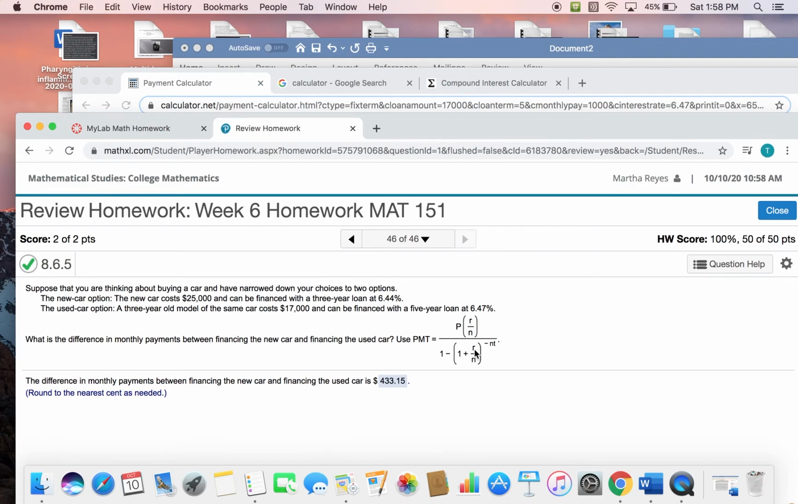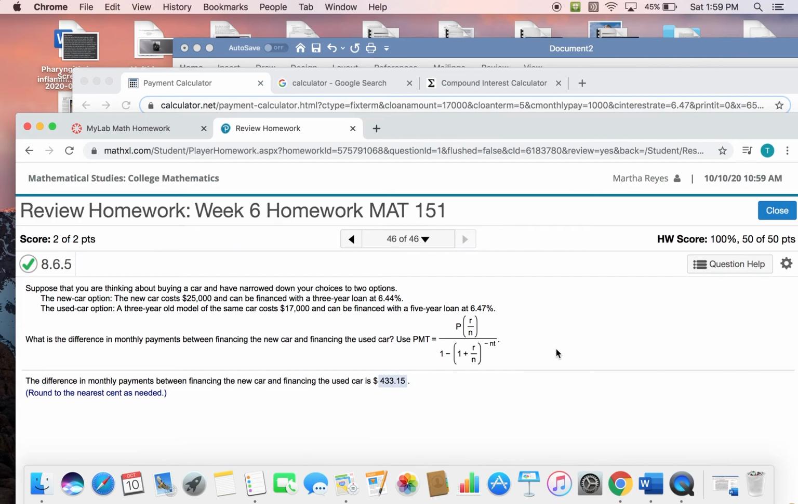Then same thing, R, 0.0644. N is 12 to the negative 12 times what? In this case, 3, because it's a 3-year loan. So we need T to be 3. In the second one, same thing. You're plugging P in as 17,000. The rate is 0.0647, but the T needs to be 5. When you subtract those two things, you're going to find the difference in the monthly payment is $433.15. So it's a matter of plugging and chugging, but if you don't put them in right, it can be a little bit confusing as well.